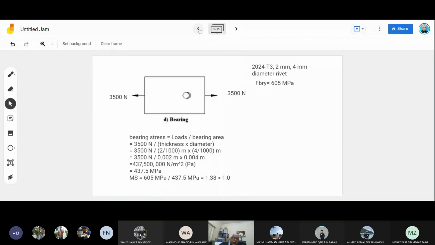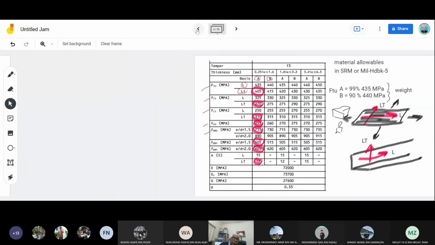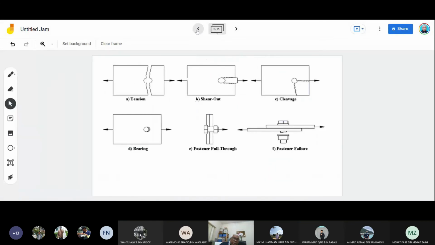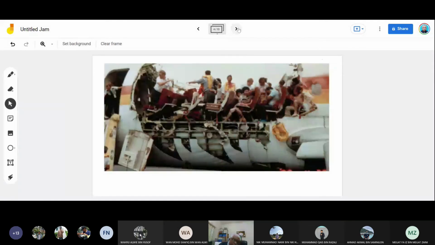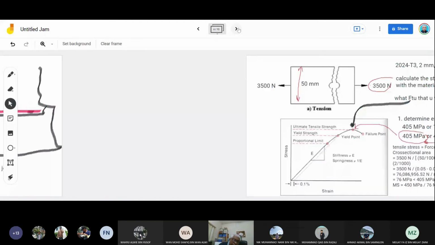Okay, next, let's look at shear. Any structure can fail by shear, especially after the structure experiences overload, for example when there is an emergency landing. So there is a severe overload on the structure. You may see the rivet heads just pulling off.